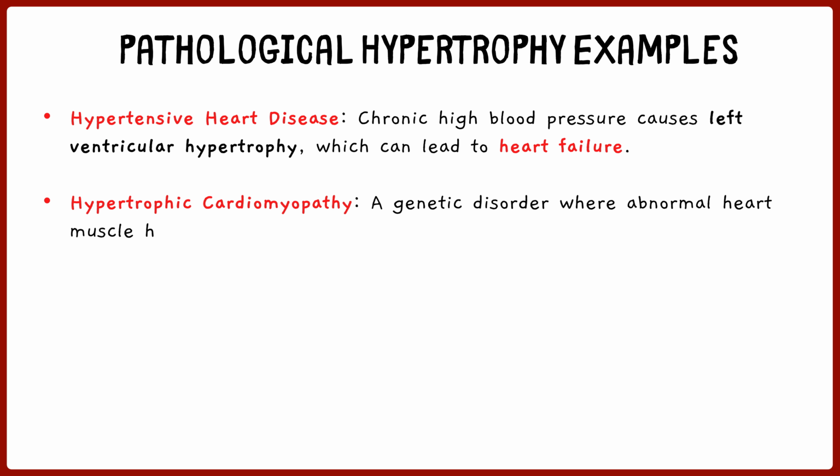Another example is hypertrophic cardiomyopathy, in which we have a genetic disorder where the abnormal heart muscle hypertrophy leads to arrhythmias and sudden death. So the way that this happens is that this genetic mutation causes abnormal thickening of the heart muscle, especially the interventricular septum. This is also known as HOCM. So this can lead to basically a blockage of the blood flow from the left ventricle, a left ventricular outlet obstruction, and it can even create electrical instabilities which lead to arrhythmias and sudden cardiac death, especially in young athletes.